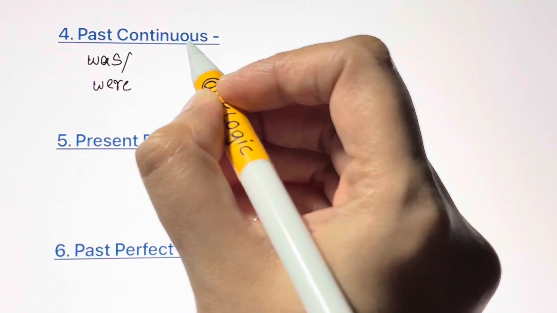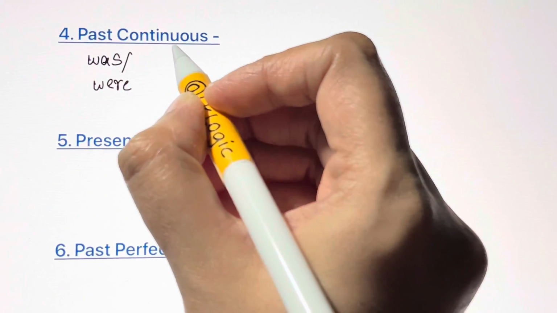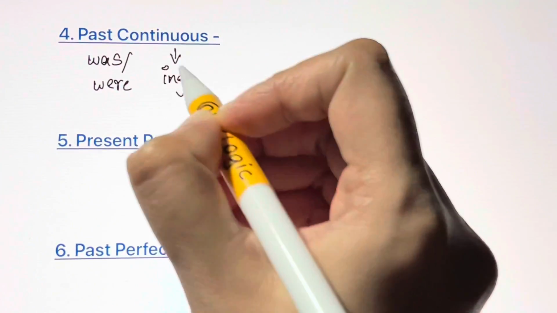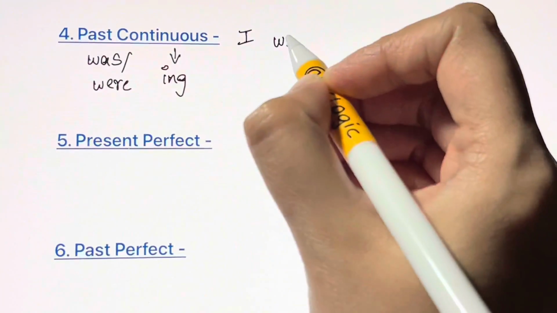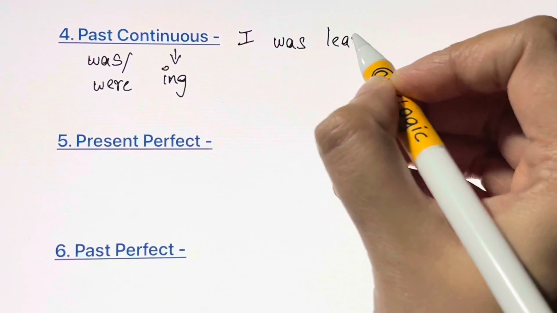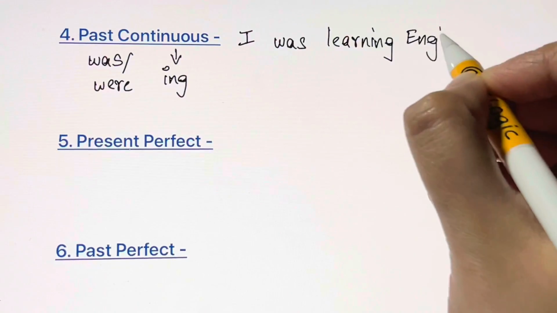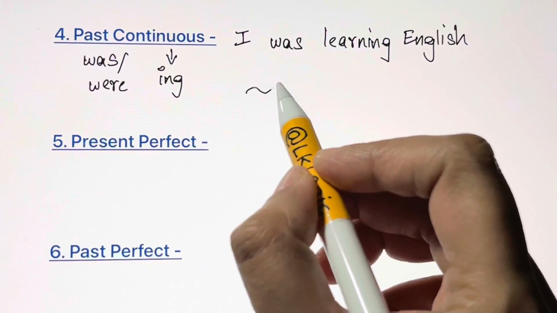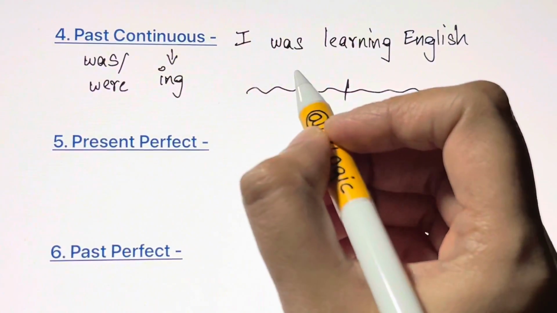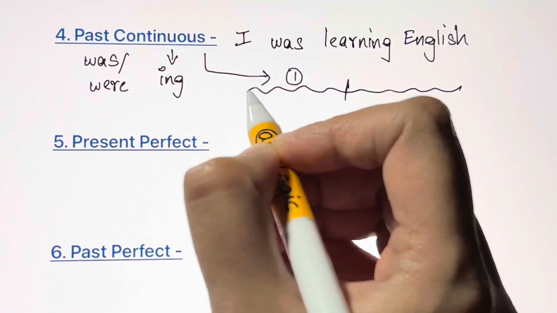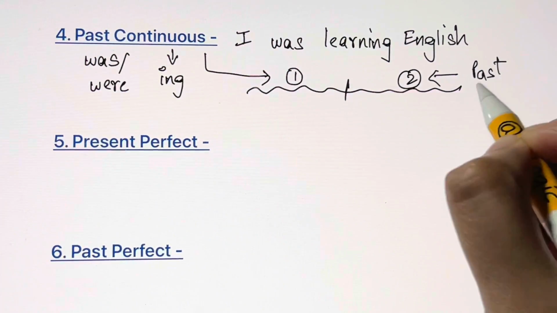And as it is continuous tense, what did I say? The base verb, we should add what to the base verb? ing. Alright. So what will our sentence become? I was learning English. This means that I was learning, and something else happened in the middle. So we put the long action in past continuous and the short action in past simple.